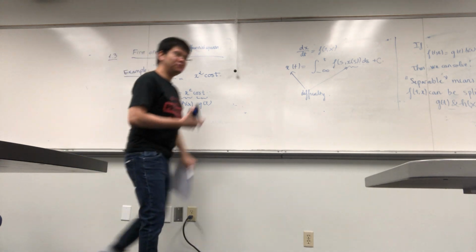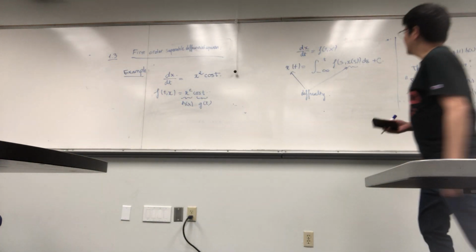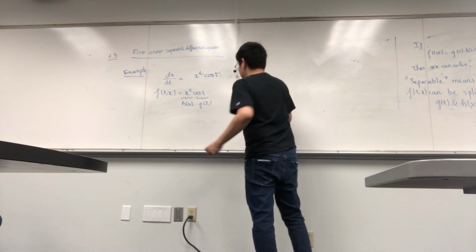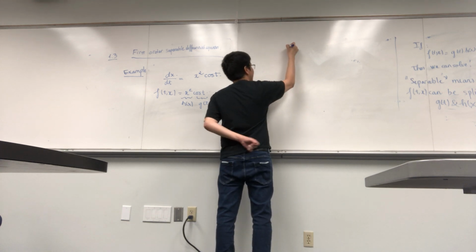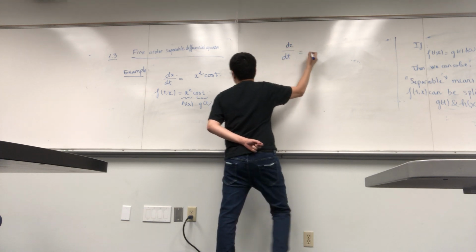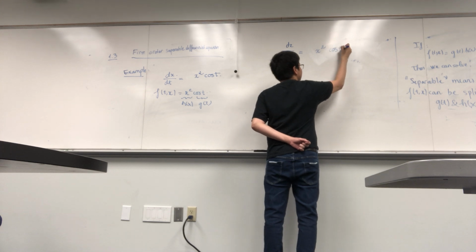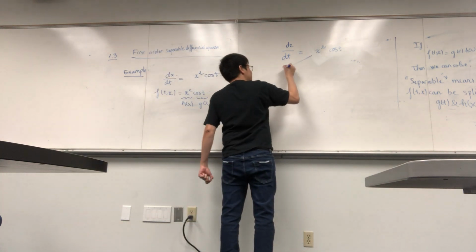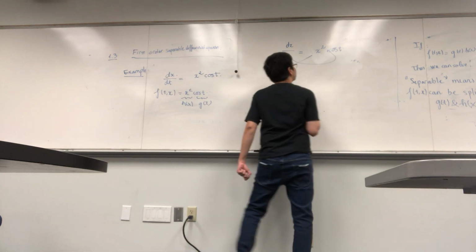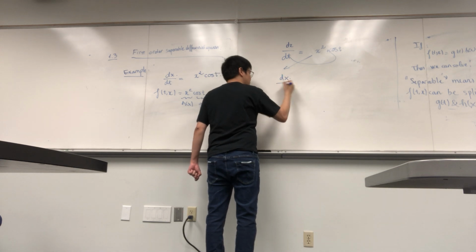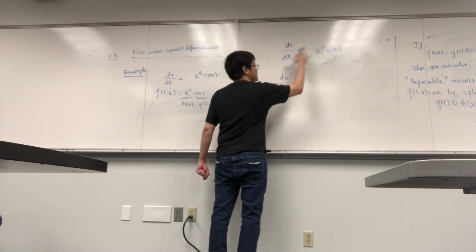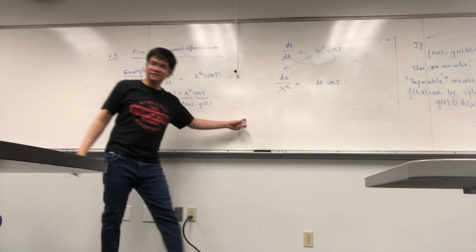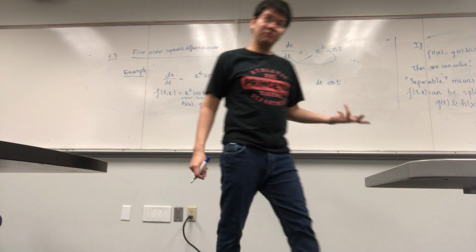All right. So what we do is we separate x and t. We don't put them together, right? So in this case, you have dx over dt is x squared cosine of t. So we're going to separate x and t. What I do is I divide by x squared here and I multiply by dt here. All right. So I'm going to have dx divided by x squared, and here I put dt up there. I have dt cosine of t. So x and t are separated.